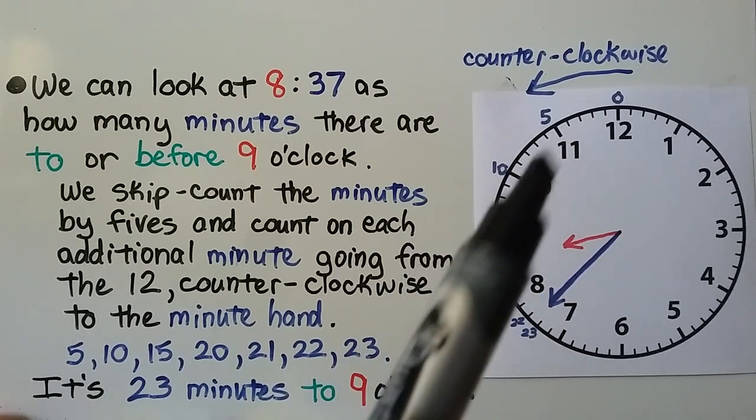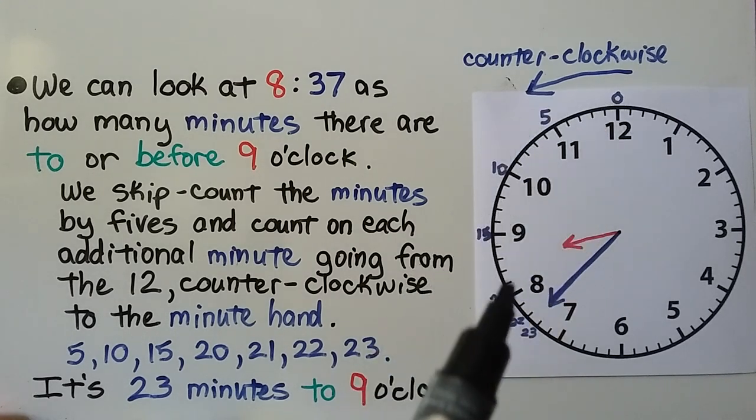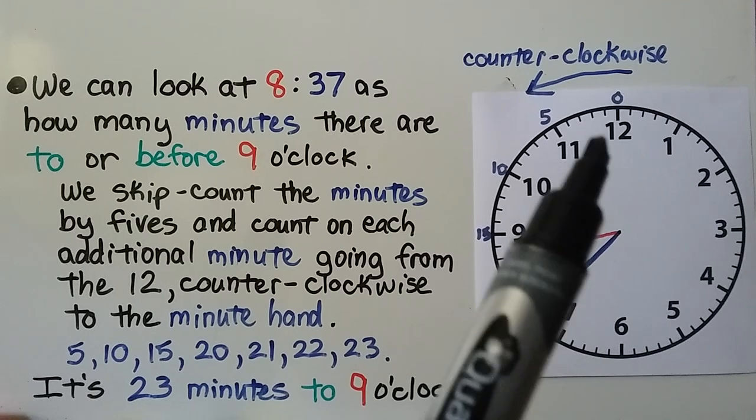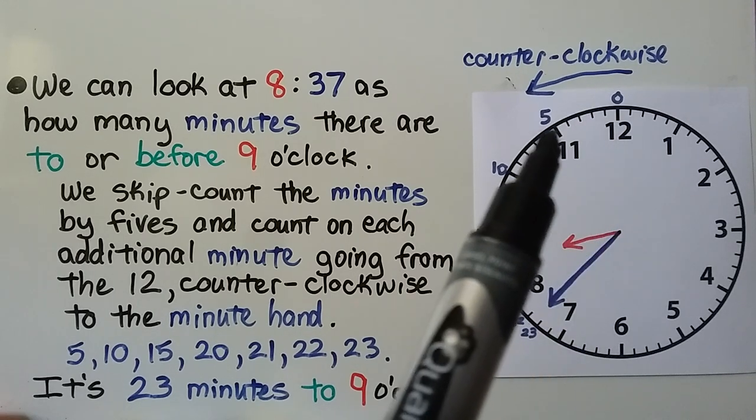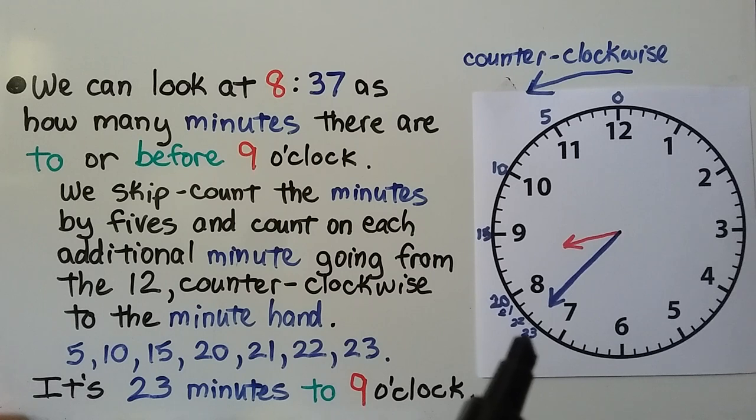So how many more minutes are there until 9 o'clock? Counting counterclockwise, that's going the opposite direction of the hands, we start at the 12 as 0 and count 5, 10, 15, 20, then count on each additional minute, 21, 22, 23. So we skip counted by fives, 5, 10, 15, 20, and then counted on one at a time, 21, 22, 23. So it's 23 minutes to 9 o'clock. We can also say it's 23 minutes before 9 o'clock.